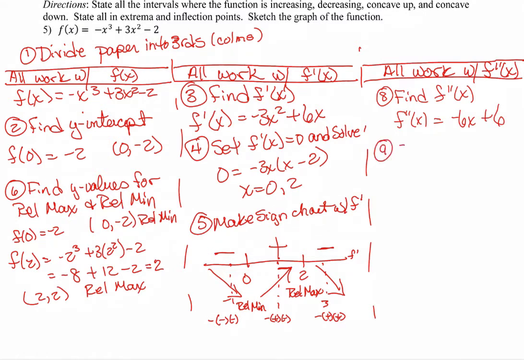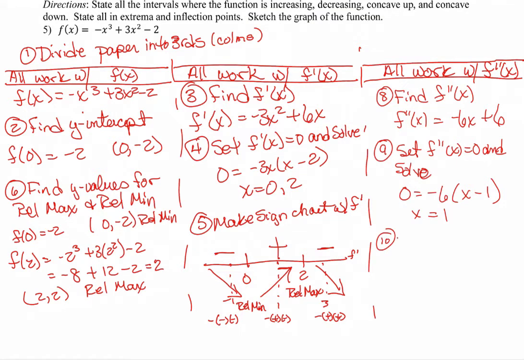Step 9 is to set f double prime of x equal to 0 and solve. So 0 equals -6 times (x minus 1). So x equals 1.